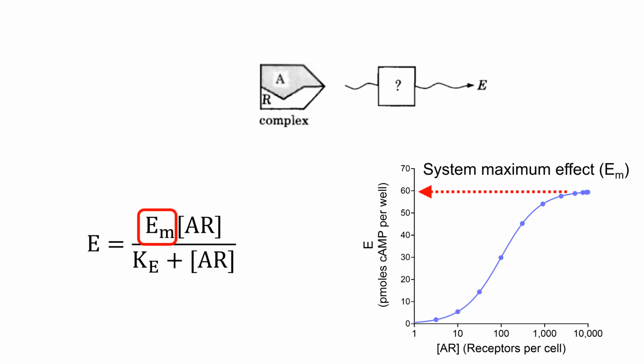Here we have the maximum signal that the agonist-receptor complex can produce, which we term EM. EM is the system maximum effect that we talked about earlier and that we will look at again soon. Remember, this is the maximum signal generating capacity of the system. As we increase the agonist-receptor complex concentration, it saturates the signal transduction machinery, reaching this ceiling level of signal the system can produce, which is EM.